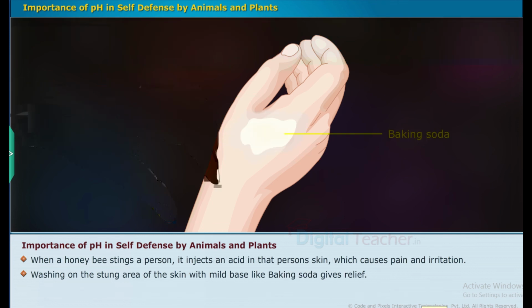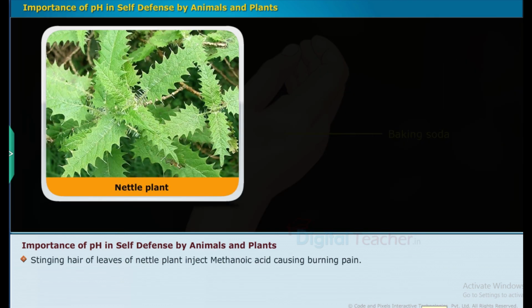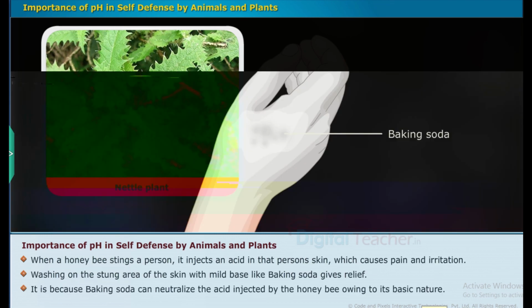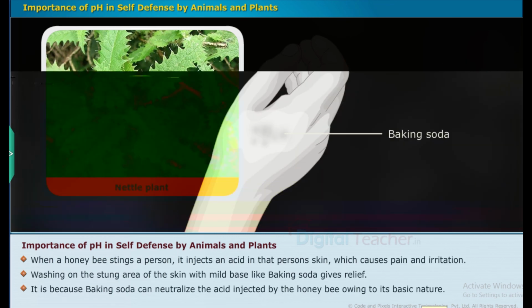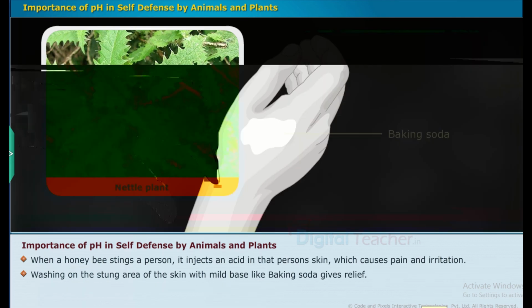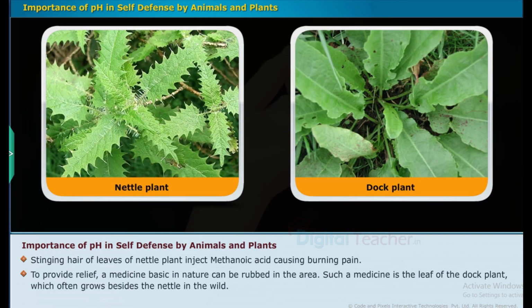Stinging hair of the leaves of the nettle plant injects methanoic acid causing burning pain. To provide relief, a medicine basic in nature can be rubbed on the area. Such a medicine is the leaf of the dock plant, which often grows beside the nettle in the wild. The leaf of the dock plant can neutralize the acid.